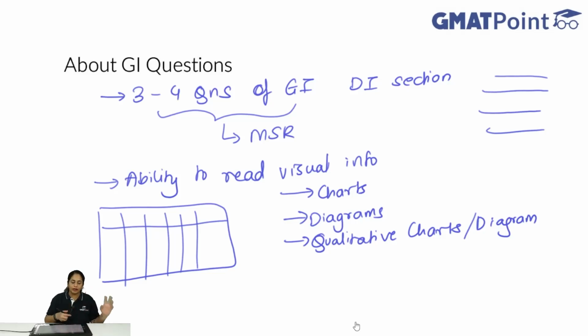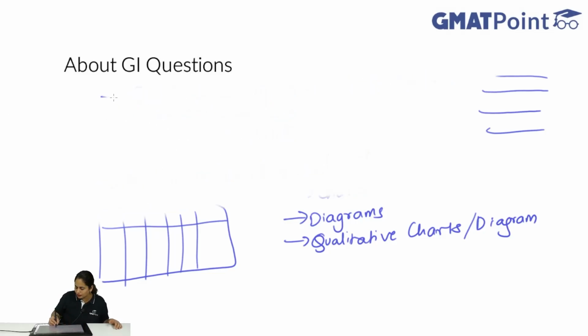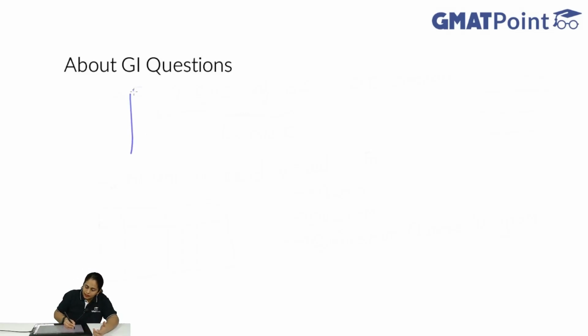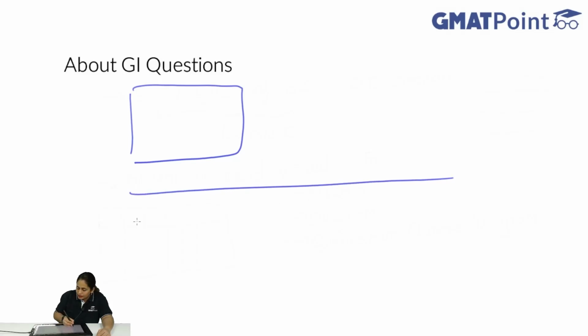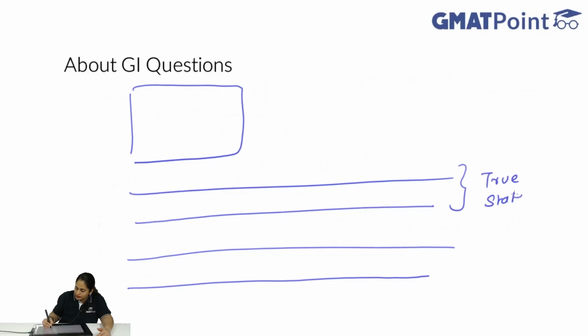Now, what is the format of this question? I know that I'm going to get some visual information, but what do I have to do over there? What do I have to answer in that particular case? What you'll be given is some graph, chart or diagram, and below that you might be given one statement or even 2 statements, such that you have to make these statements true statements, so that the truth value of the statement is true.